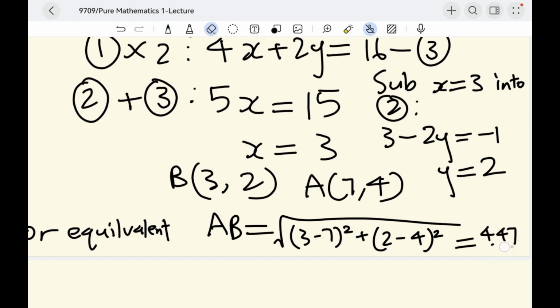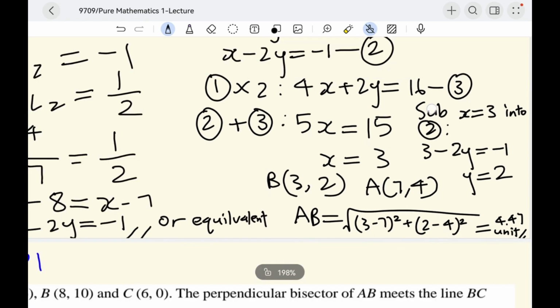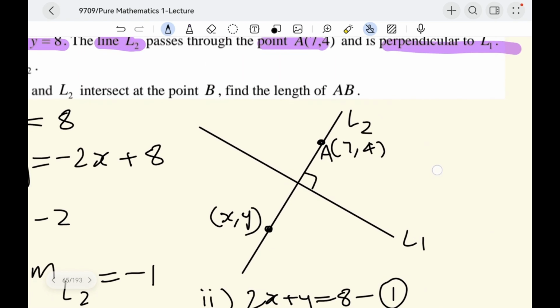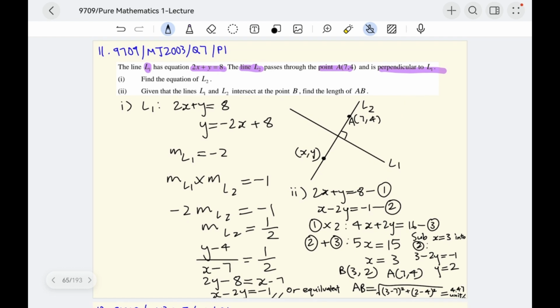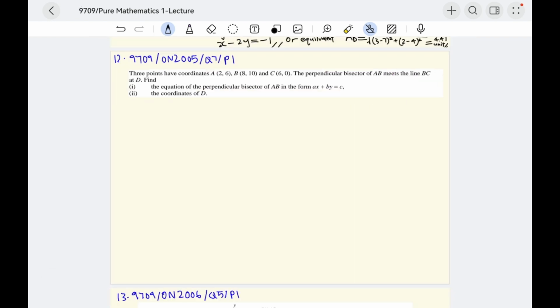Apologies, the space is limited. So that's the final answer for part 2, which is 4.47 units. That's the end of the discussion for this question 11.